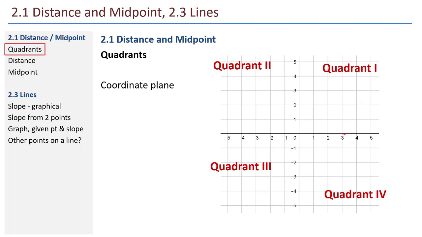Some points don't live in one of the quadrants. So I can have a point that lies right on the x-axis. So this point has coordinates (4, 0), and it does not live in quadrant 1 or quadrant 4. It's on the dividing line between those two quadrants. Likewise, here's another example. The point (0, -3) lies on the y-axis between quadrants 3 and 4.